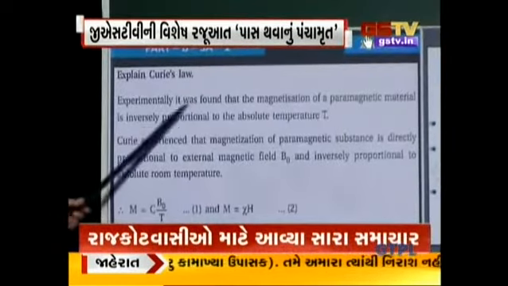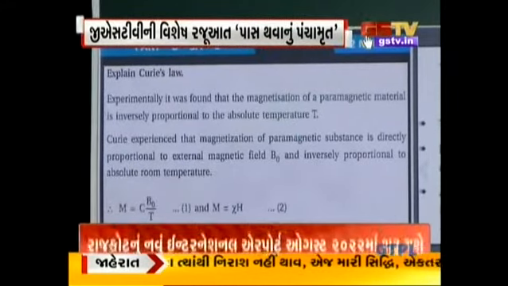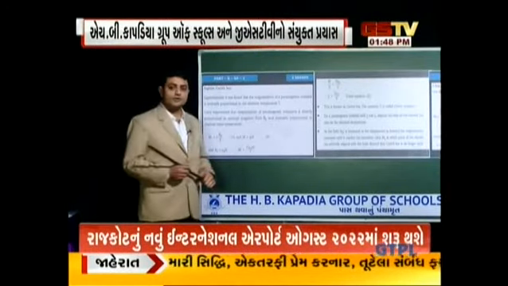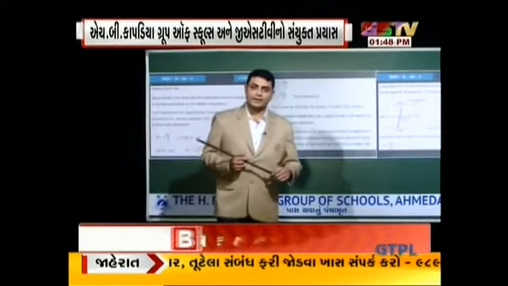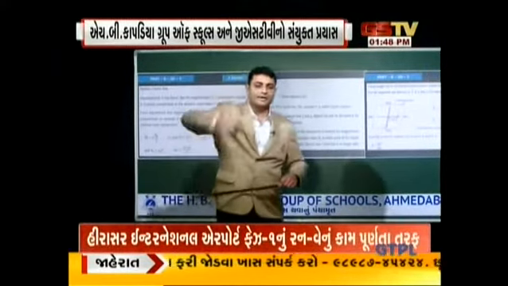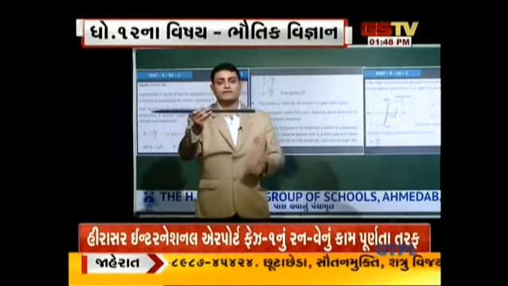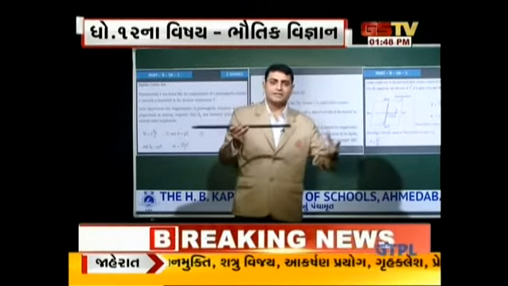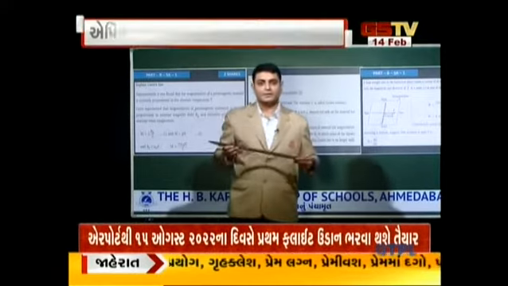Experimentally it was found that magnetization of a paramagnetic material is inversely proportional to absolute temperature T. While the inventions of magnetism were going on, many scientists were doing experiments based on solenoids. They were taking a large solenoid and keeping different types of materials inside, finding out different properties of the material. They were changing the magnetic field, changing the temperature, and trying to find out the magnetic properties of a given material.